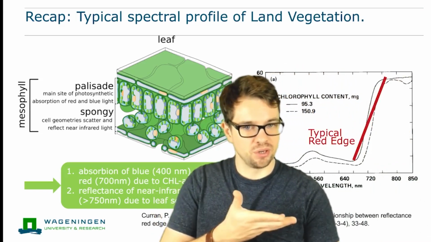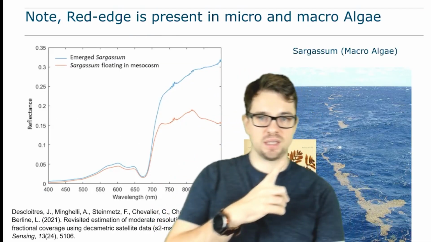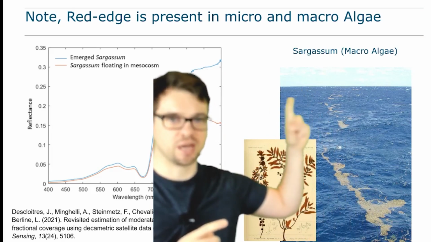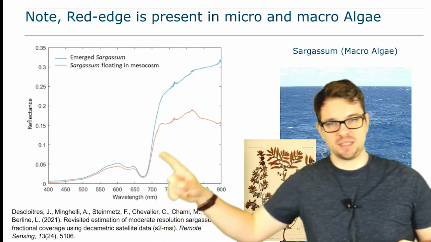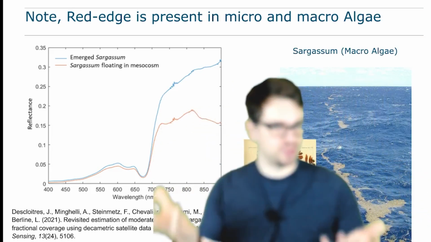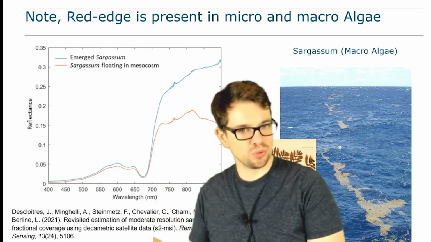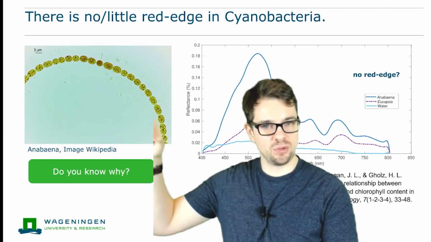So we have this typical red edge. But note, there are also leaves on the water. For instance, there's this macroalgae called sargassum that forms leaves and these large carpets, and you can see a classical red edge on the sargassum patches. So some of the idea still translates, but when we go to, for instance, cyanobacteria, you see that you have these individual cells here.